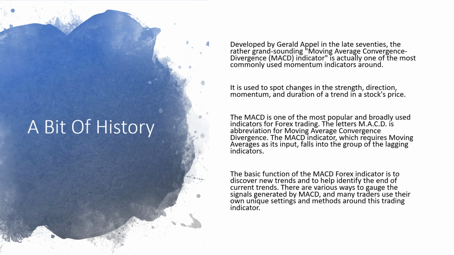Now, the moving average convergence and divergence indicator is actually one of the most commonly used momentum indicators around. It is used to measure changes in the strength, direction, momentum, and duration of a trend. So it's going to give you a lot of pieces of information from one indicator. Now, MACD is one of the most popular and broadly used indicators in forex trading. The letters MACD are an abbreviation for Moving Average Convergence Divergence. The MACD indicator, which requires moving averages as input, falls into the group of lagging indicators.